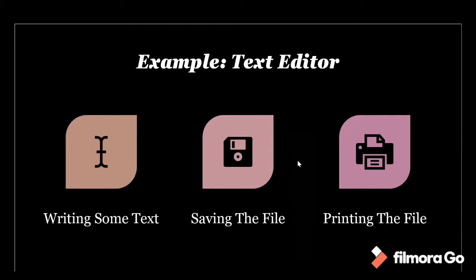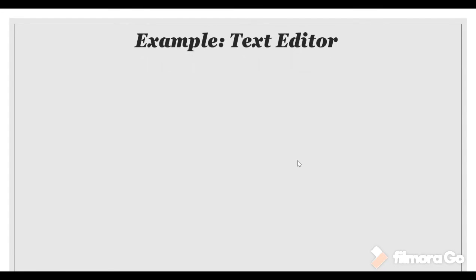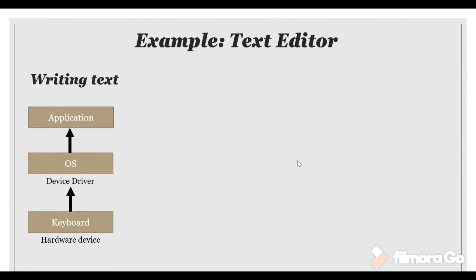Let's take an example for text editor. For writing some text, saving the file and printing the files. For writing a text, user will use the keyboard as the hardware device, and the keyboard will interact with the OS, and how it will interact with the OS is by using device driver. OS will interact with the application, and what will happen is when you type using keyboard, all the characters will appear on the application.